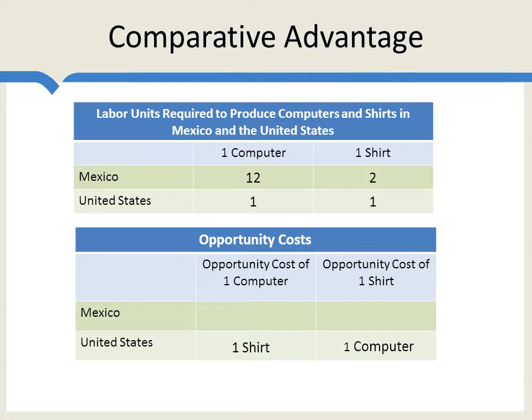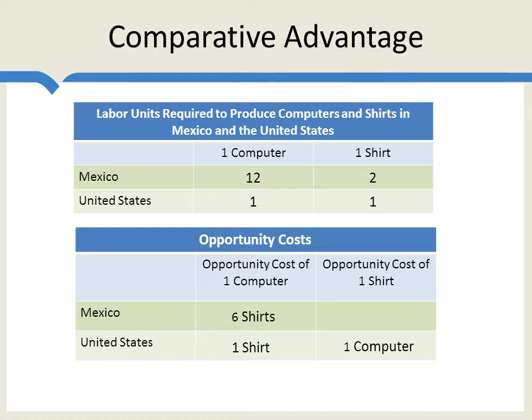But how many units of labor do you need to transfer? You need to transfer 12 units of labor. In order to get 1 computer, you're going to have to take 12 units of labor from shirt production. That means how many fewer shirts? Since it takes 2 units of labor to produce 1 shirt and you've got to move 12 units of labor, it means that the opportunity cost of 1 computer is 6 shirts.